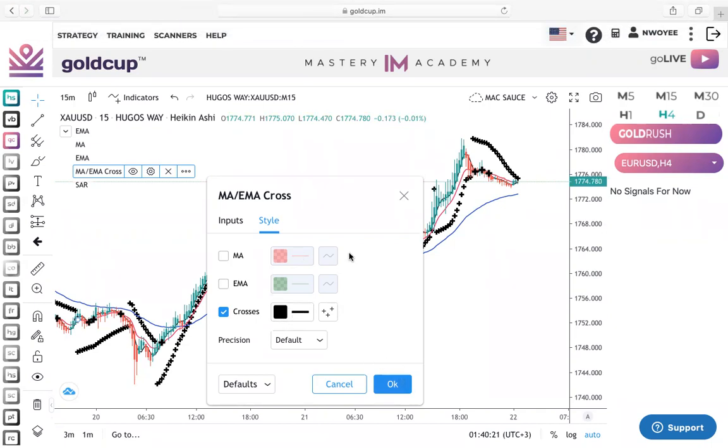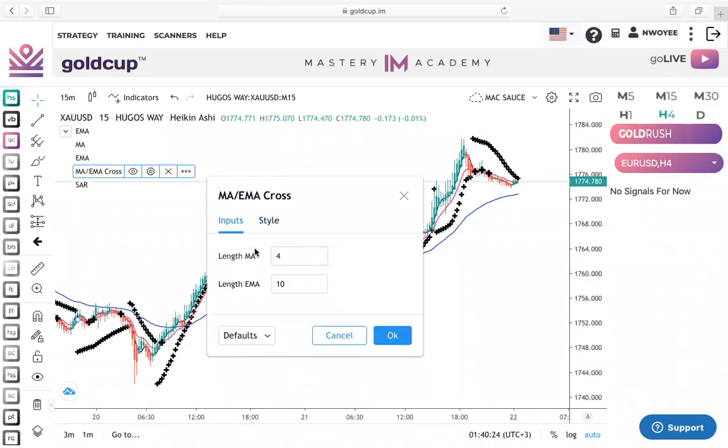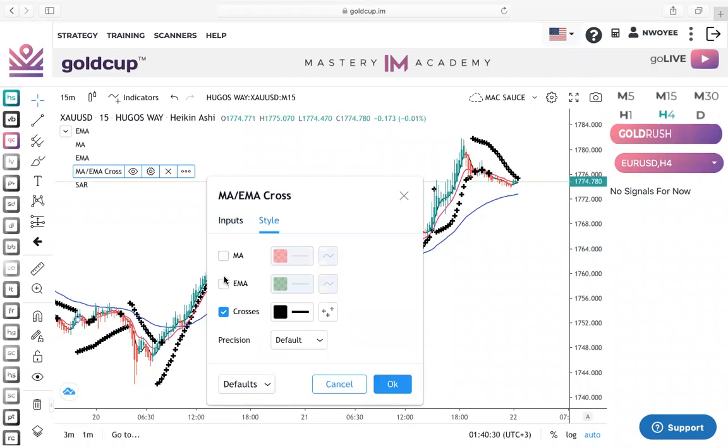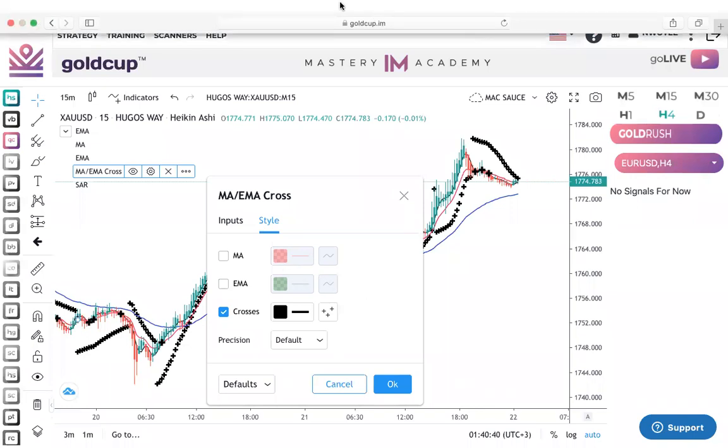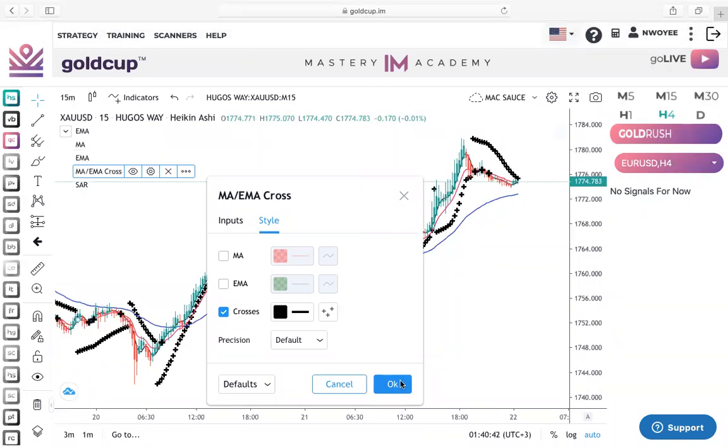All right. I'm gonna give you a couple seconds to put that down. Input is 4 and 10. Style on check, cross is checked, and it's black. Give you about 5 to 10 seconds to put that down, and we're gonna move on to the last one on here. All right, everybody should have that by now.